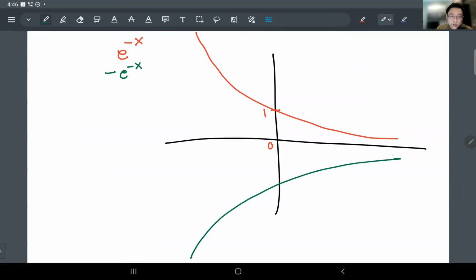When you add 1 to it, what does adding 1 mean? You just lift the whole green function up by 1. Lift it up by 1. So from -1, you're going to hit (0, 0) right there. Cool. All right. And now this is the characteristic of the function that we want. The shape of that 1 minus e to the negative x is this right here.